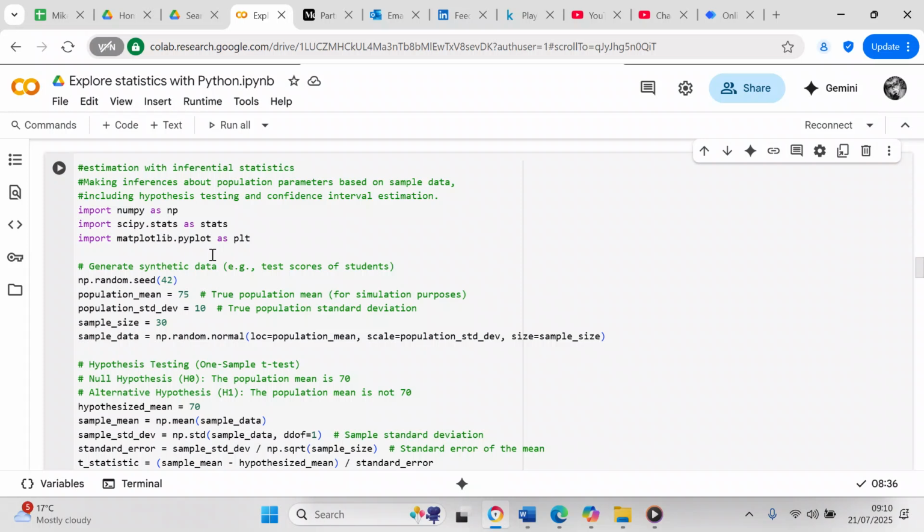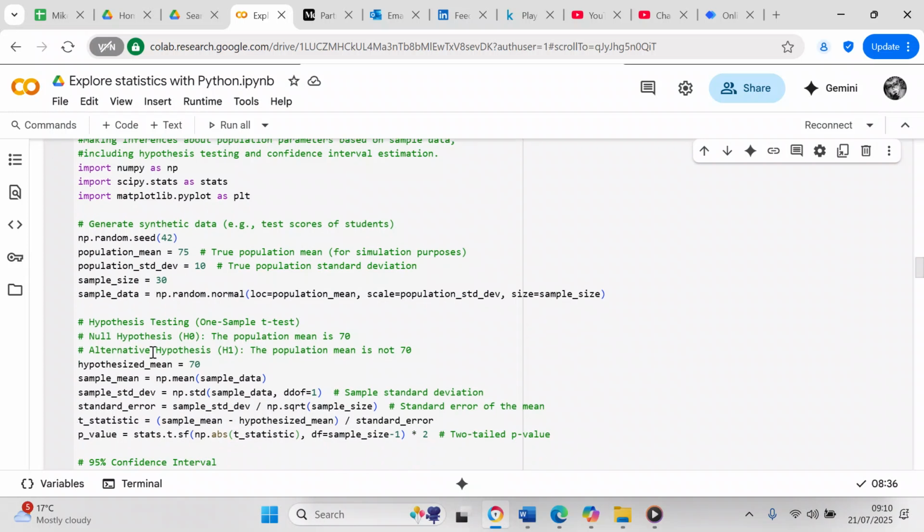Now we set our population mean as 75, which is the mean test score. Population standard deviation is 10. Sample size is 30. And the sample data is np.random.normal, brackets, loc equals population mean, comma, scale equals population standard deviation, comma, size equals sample size. So now we do some hypothesis testing.